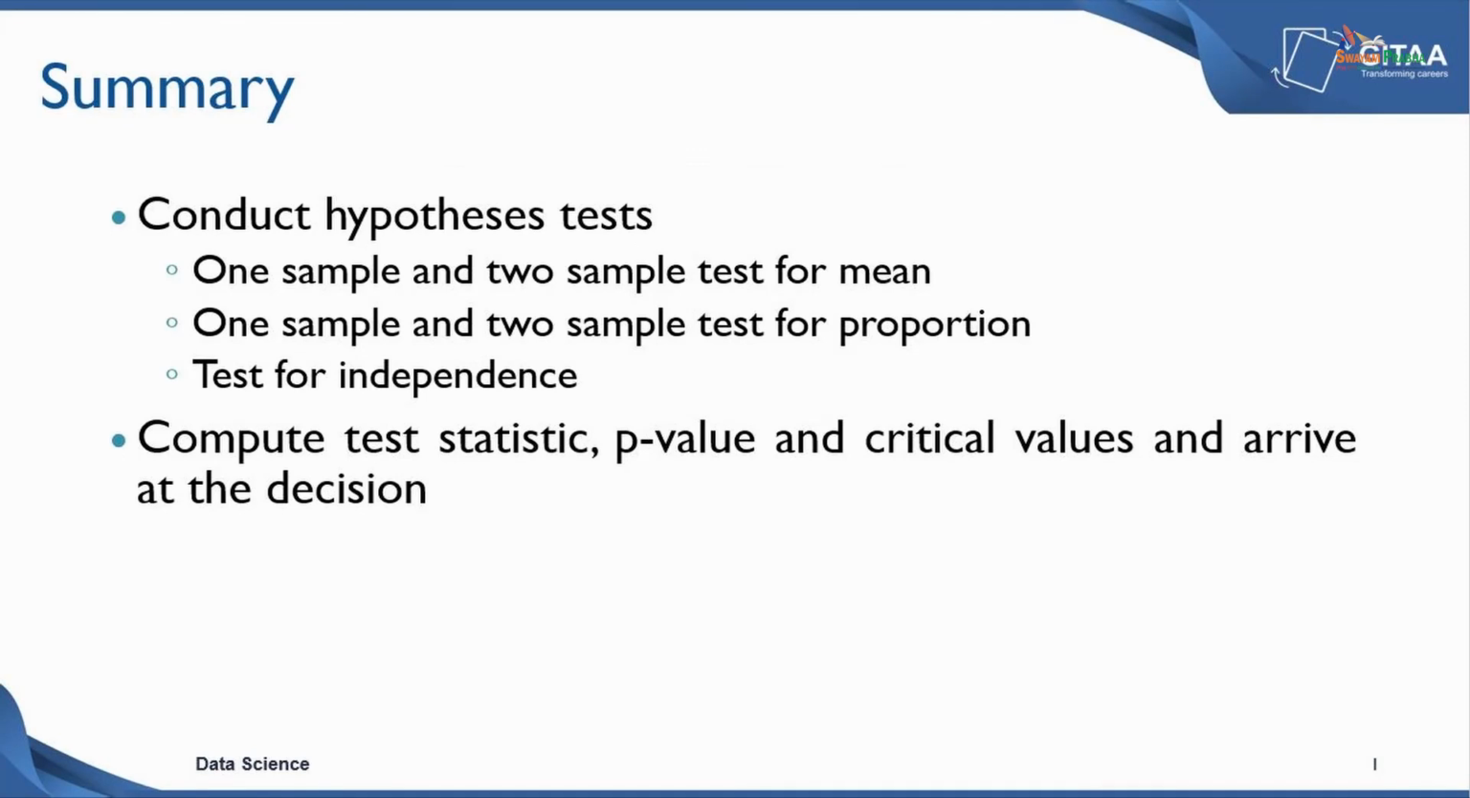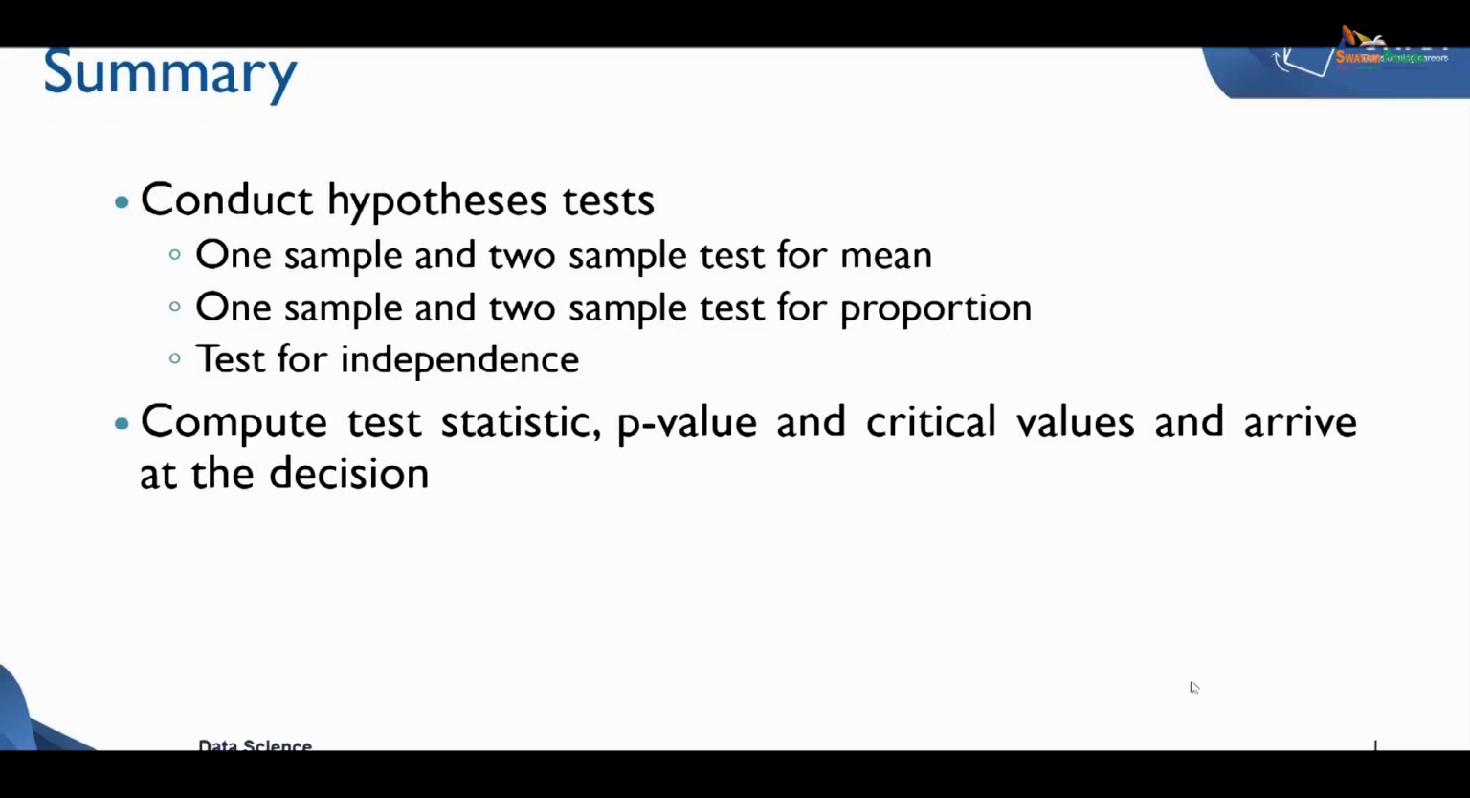To summarize, in this lecture we saw how to conduct hypothesis tests. We saw how to conduct a one sample and a two sample test for mean, and a one sample and a two sample test for proportion. We also looked at how to conduct a test for independence. What we also learned was how to use the test statistic, p-value and critical values to arrive at a decision for your hypothesis testing. Thank you.